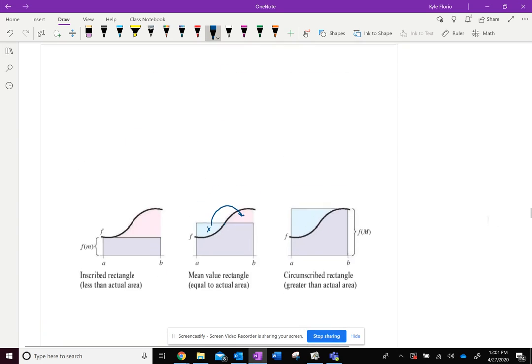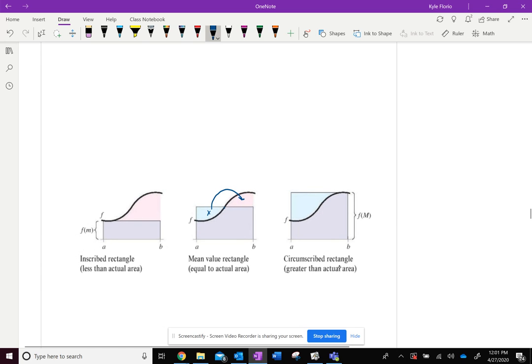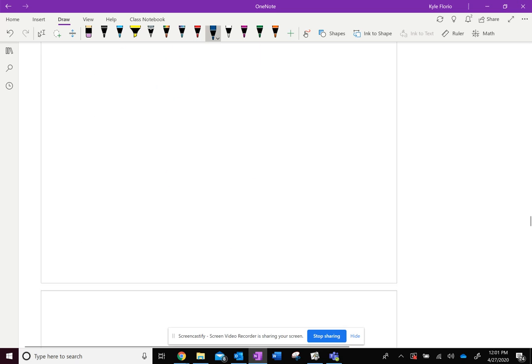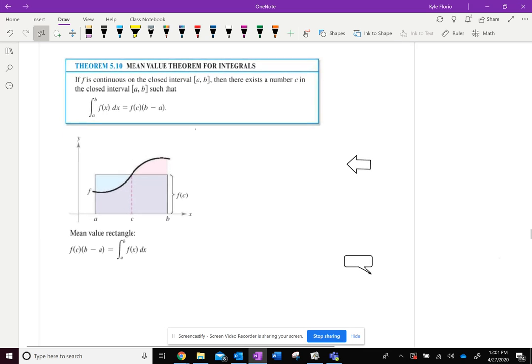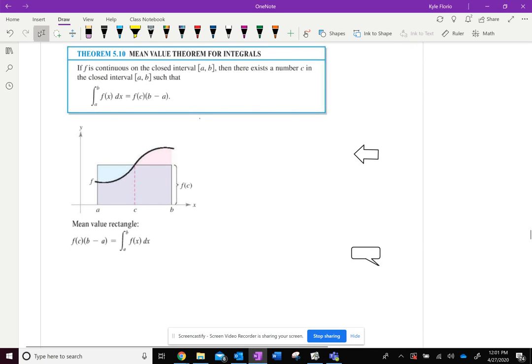That value where this happens, so if that's C, this would be f of C. That's what we call the average value, or the mean value, the average value in that interval. So the mean value theorem for integrals is that if the function is continuous, then there exists a number C in the closed interval of A and B such that the area under the curve is equal to the average value times B minus A.